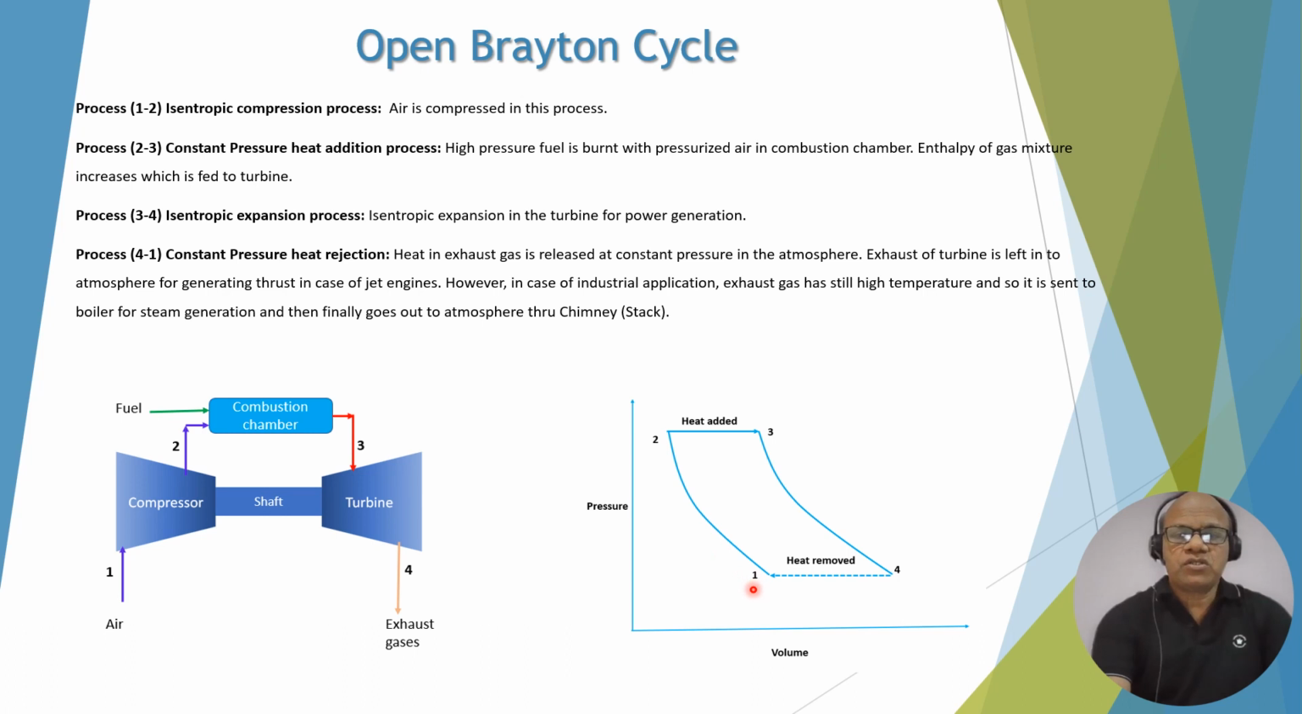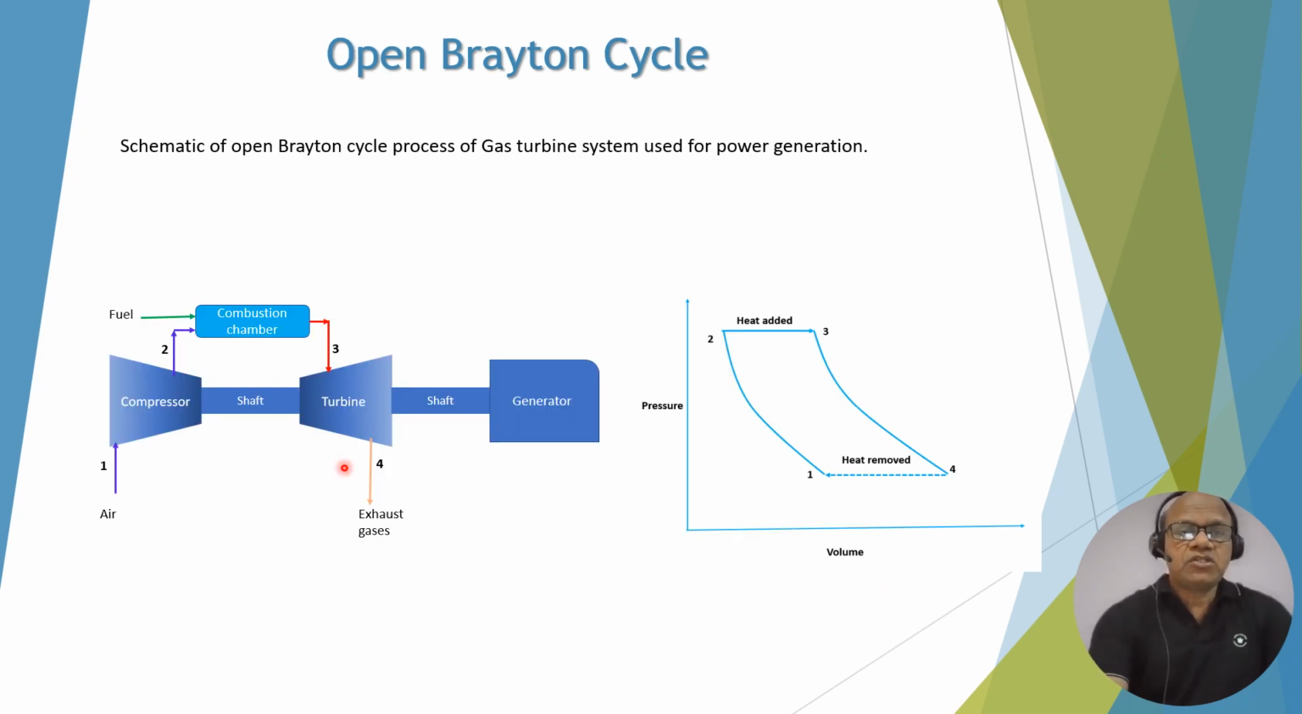The same thing is shown in the PV diagram. Process 1 and 2 is a compression process of air. 2 and 3 is heat addition, that is in the combustion chamber. 3 and 4 is expansion in the turbine, and 4 and 1 is shown as a dotted line because this is an open process. In fact, after 4 it goes to atmosphere. The same thing is shown in an open Brayton cycle for the power generation process. So turbine is connected to generator, and the same process is shown on the PV diagram here.